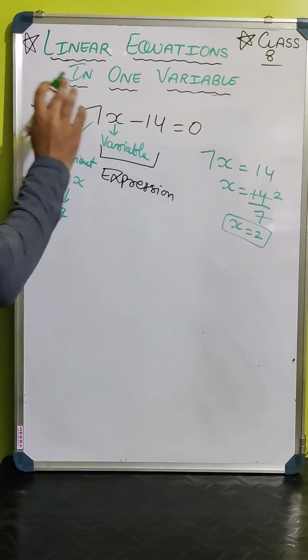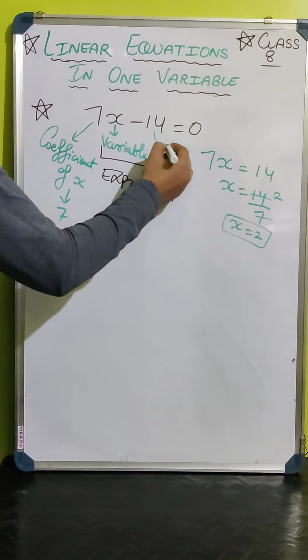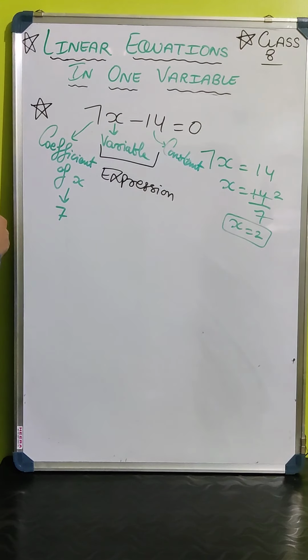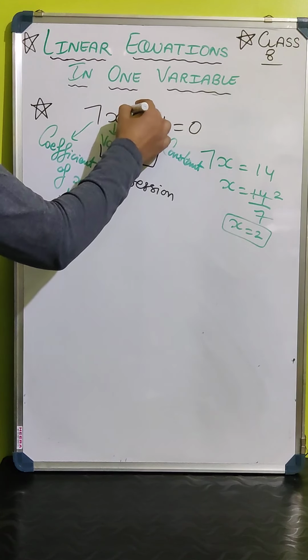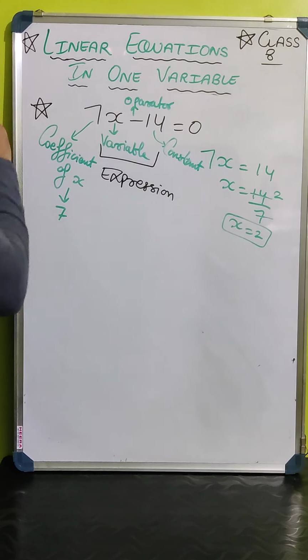Now simply it is written 14. If 14 is written there, that means this is a constant value. And now minus, you can say this is an operator. These are the different things we have to discuss. So a simple linear equation has only one variable and different constants.